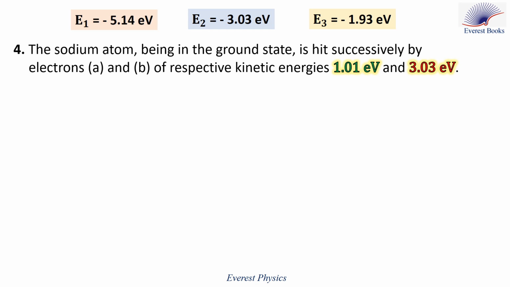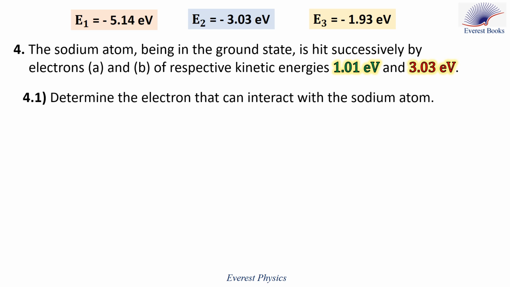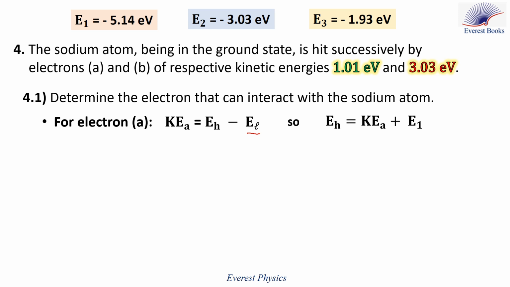4. The sodium atom being in the ground state is hit successively by electrons A and B of respective kinetic energies 1.01 electron volts and 3.03 electron volts. Determine the electron that can interact with the sodium atom. For electron A, we will use this formula, KEA equals EH minus EL. Note that EH represents the atom's final energy level if it absorbs all the electron's energy, while EL is just the energy of the atom in the ground state.